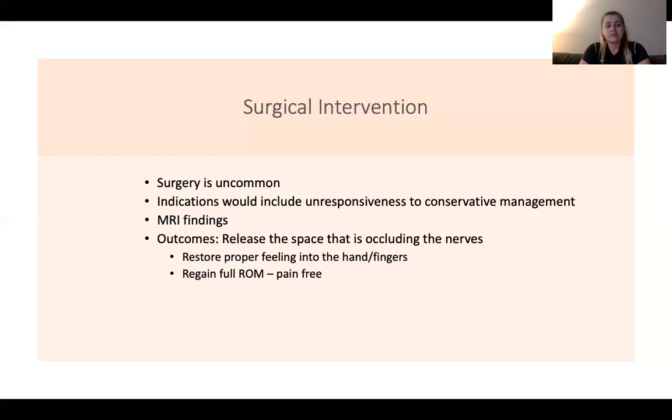So surgical intervention. Surgery is uncommon for carpal tunnel. However, that does not mean it doesn't happen. Indications for surgical intervention would be that the patient is unresponsive to conservative treatment, or it could be dependent on MRI findings if they find that something is just too tight to be treated with conservative management.